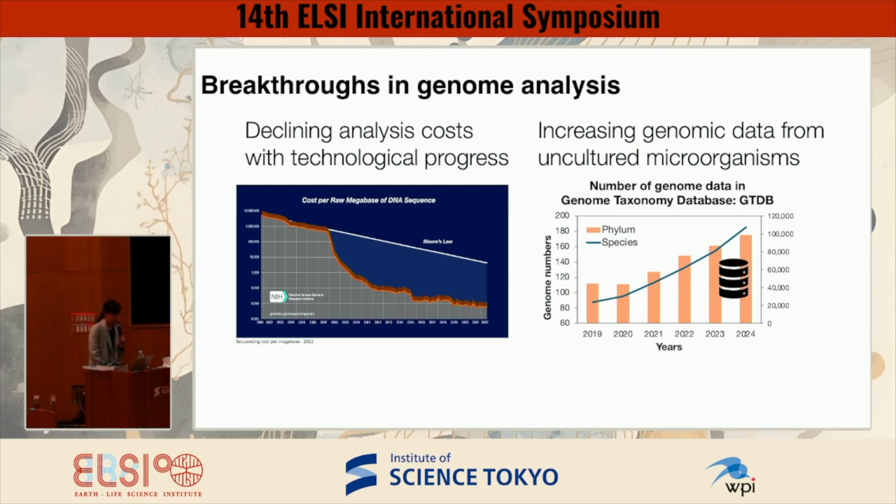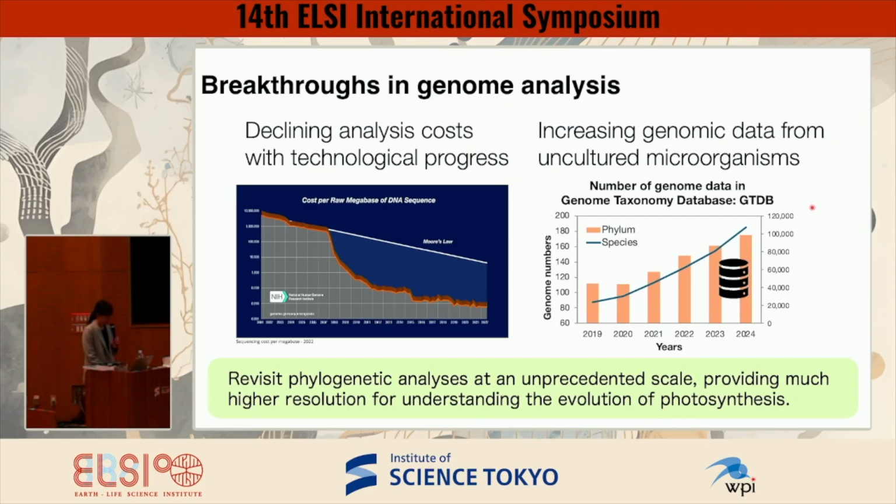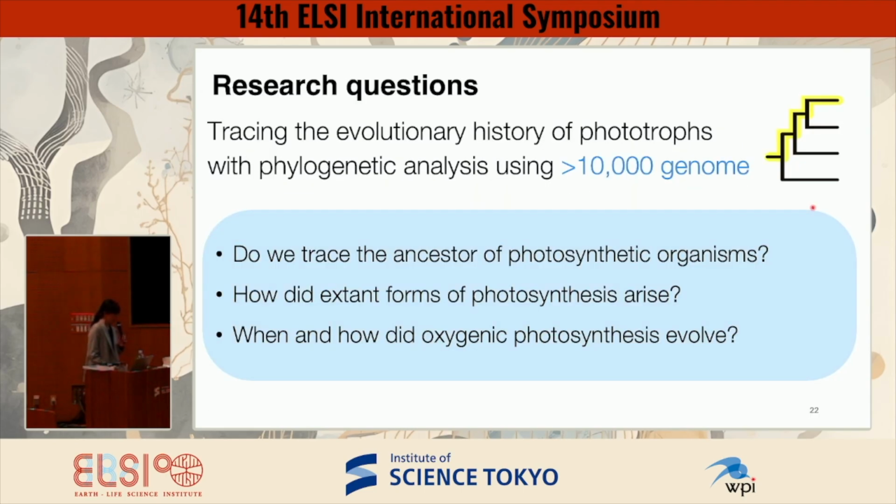Recent breakthroughs in genome analysis provide a powerful opportunity to revisit this problem. Sequencing costs have dropped dramatically, by nearly 1,000,000-fold over the past 20 years. At the same time, genome databases have expanded rapidly, with the number of bacterial species increasing almost 5-fold in the last 5 years. These developments allow us to revisit phylogenetic analysis at an unprecedented scale, providing much higher resolution for understanding the evolution of photosynthesis. So the research aim is tracing the evolutionary history of phototrophs with phylogenetic analysis using more than 10,000 genomes.